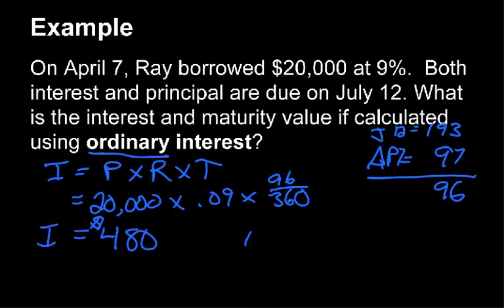So for maturity value, we have to add the interest plus the principal, which would be $20,480. And that would be what the borrower has to pay back to the bank.